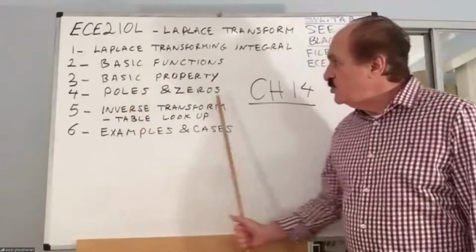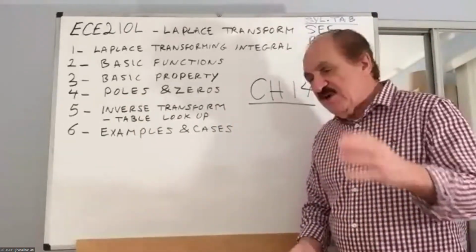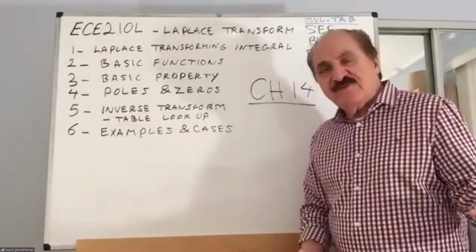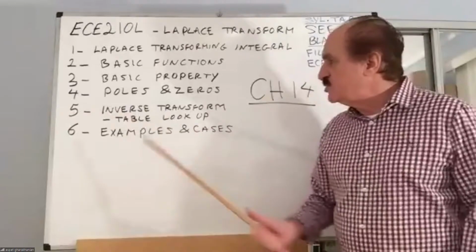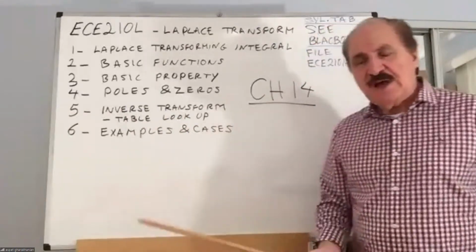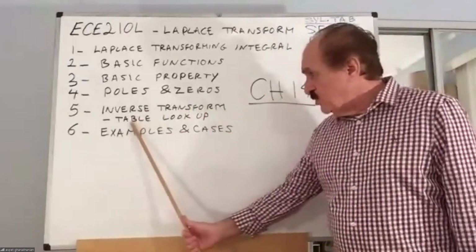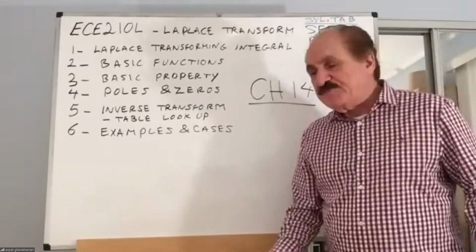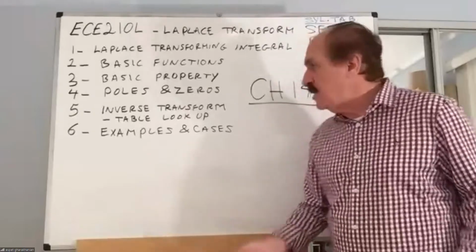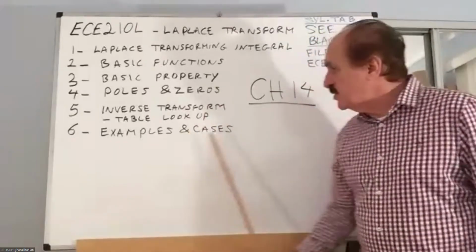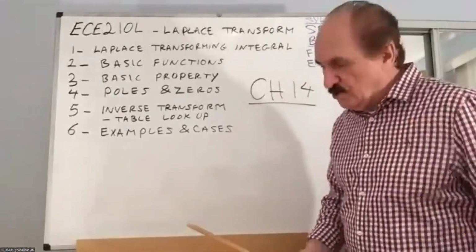And then I will introduce the poles and zeros, which are signifying the complex functions. And then I will go into inverse transform. How do we do a reverse transformation? Using a lookup technique from a table that has already been created. And we will just go over the examples, which I posted in the lecture note.